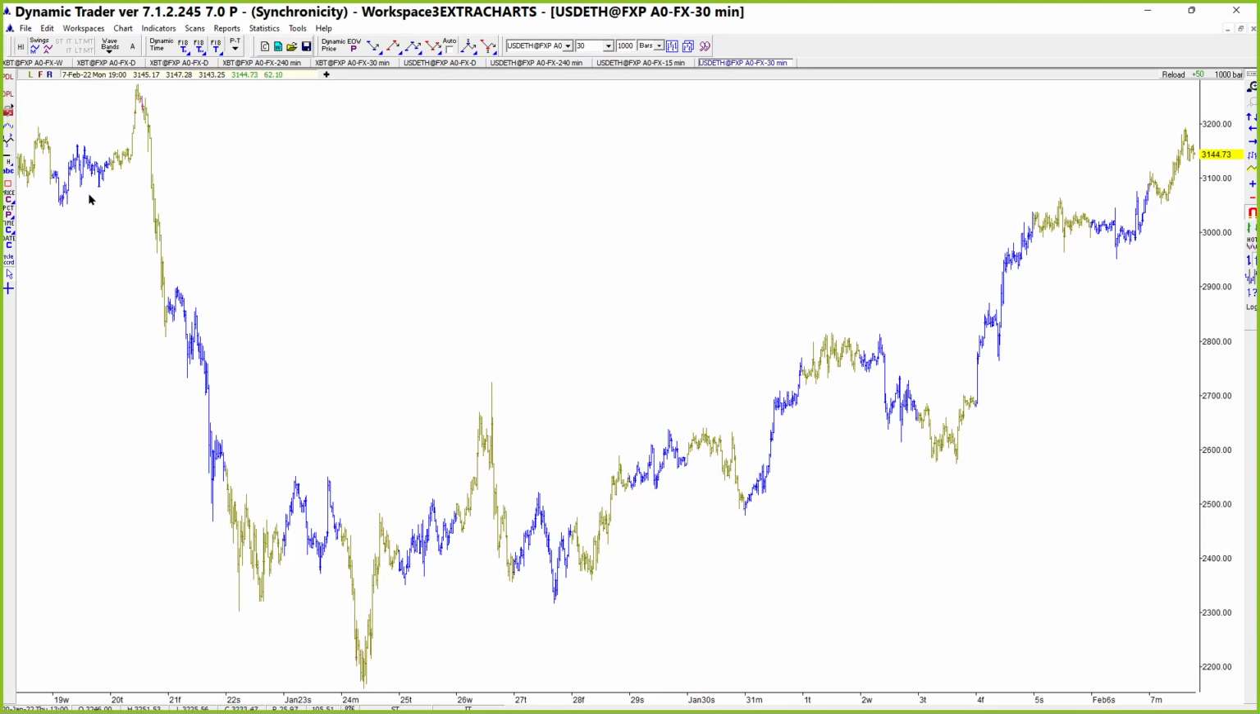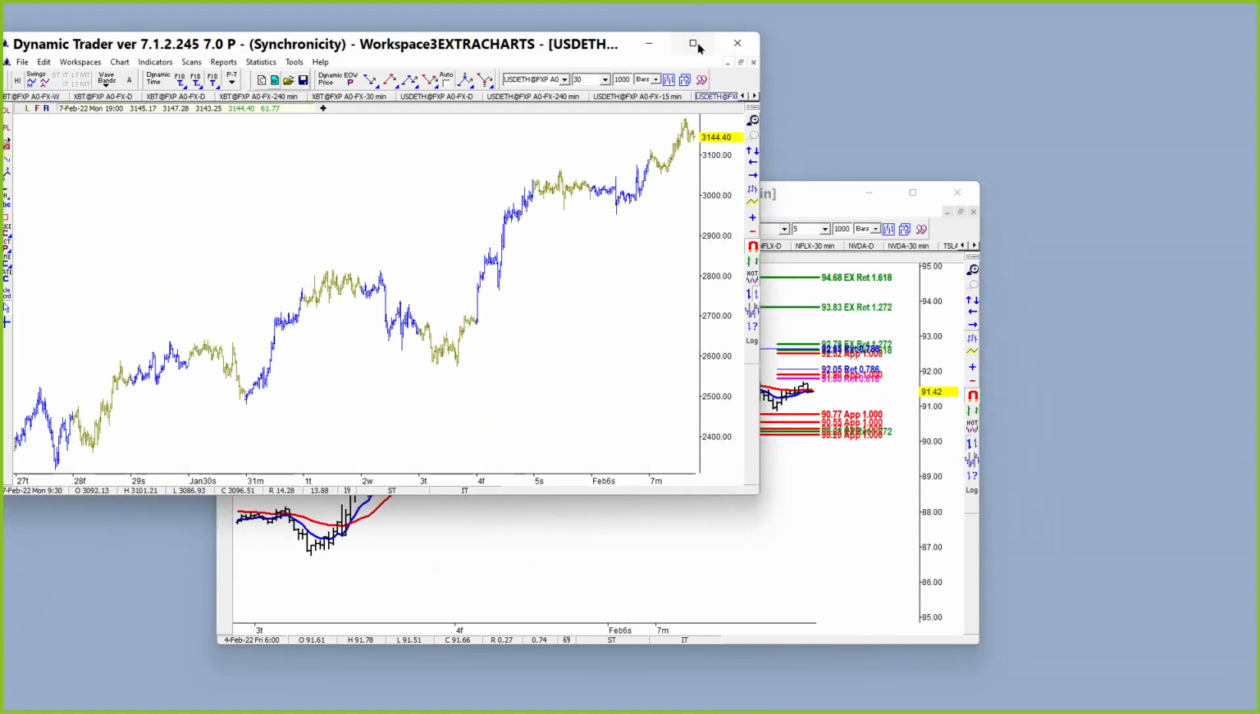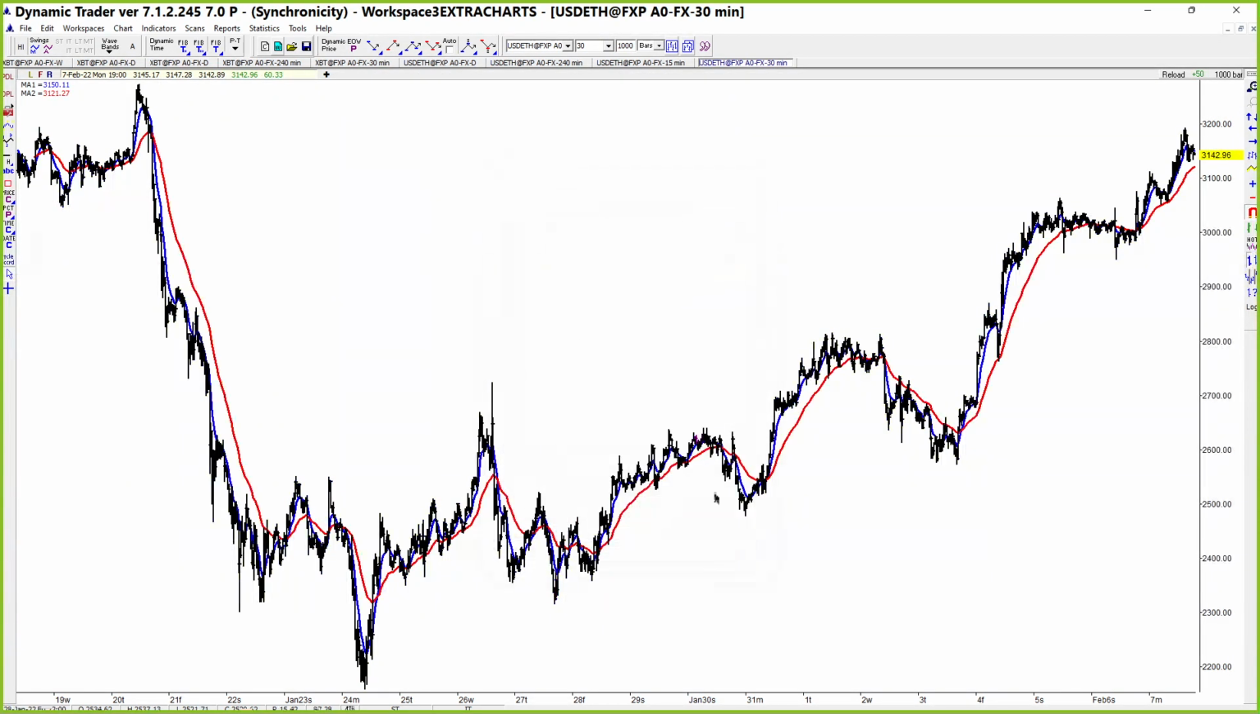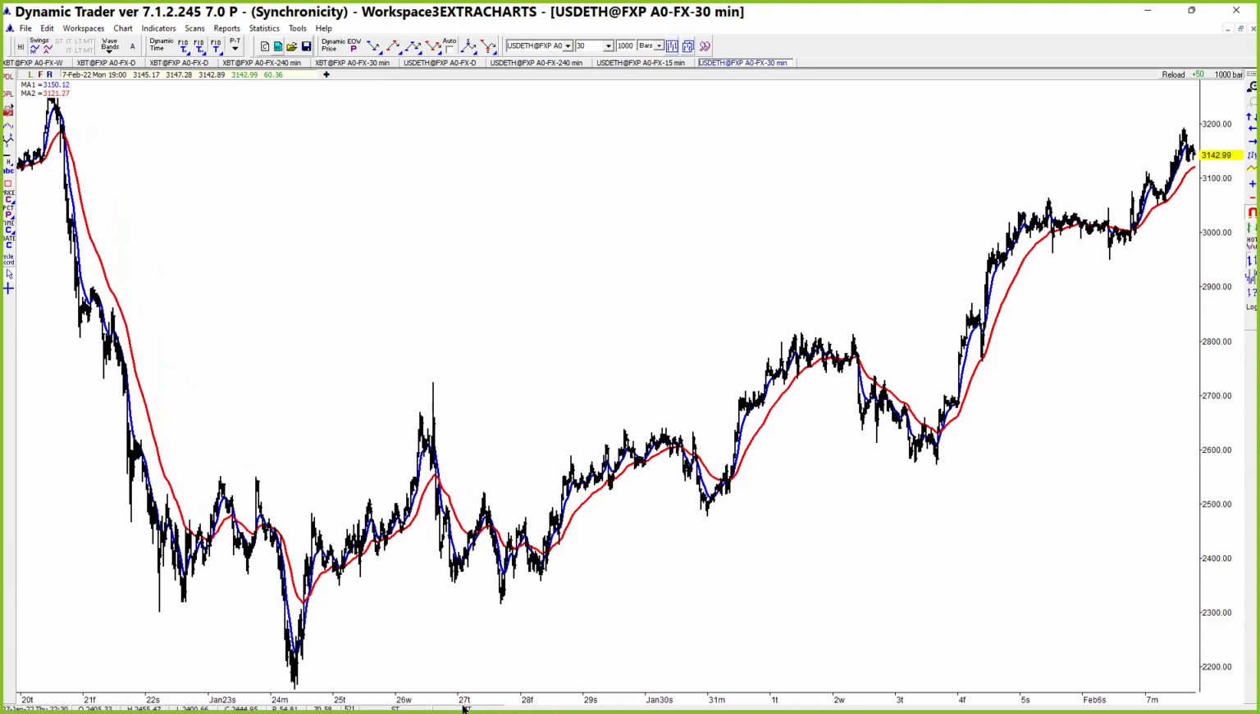Okay, here it is. So let's do it again. Chart, load template, 834. Okay, this one took a while.